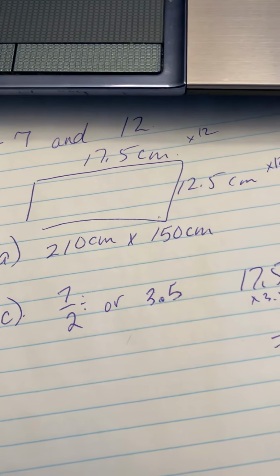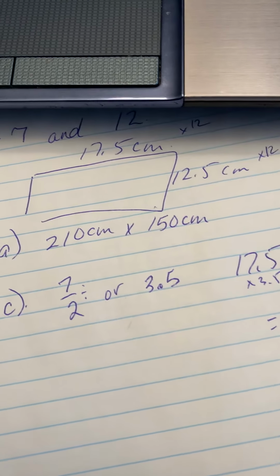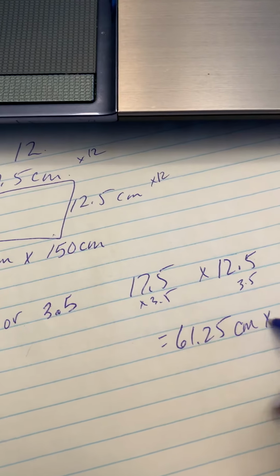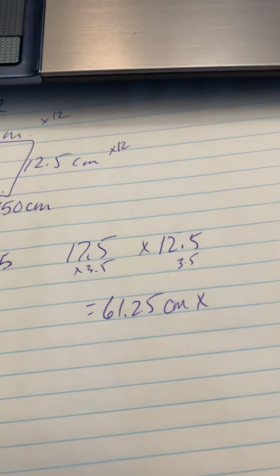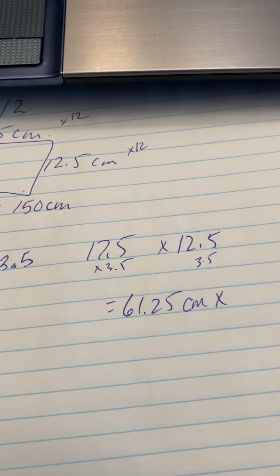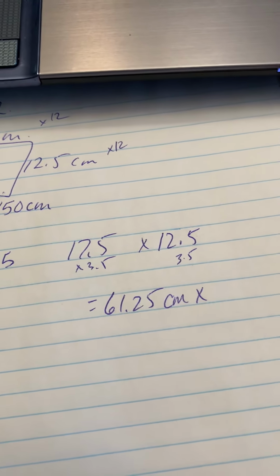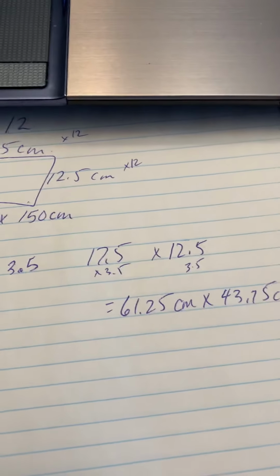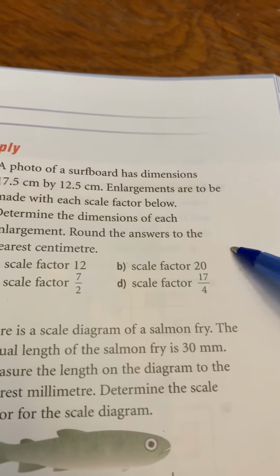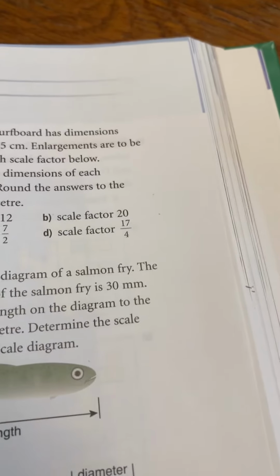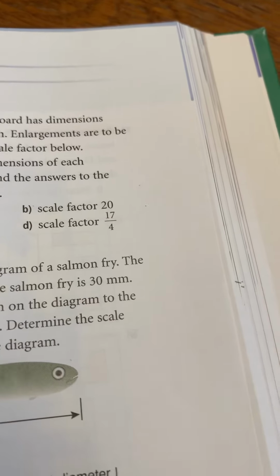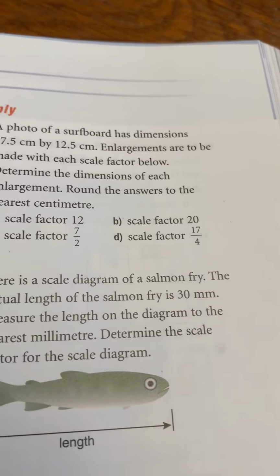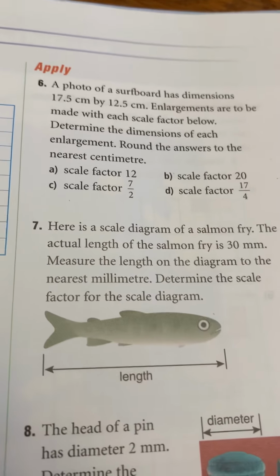So 3.5 times 17.5, I'm not going to do that in my head, 61 and 25 100ths of a centimeter. Remember, dimensions have a unit, but scale factor does not have a unit. And 12.5 times 3.5, and you should have got 43 and 75 100ths of a centimeter. So that's how you do that one. So for the scale factor here for D, I would have taken 17/4 and I would divide 17 by 4, and you're going to get that that scale factor is 4 and 25 100ths, and then you're just going to multiply that. So I hope that made sense.